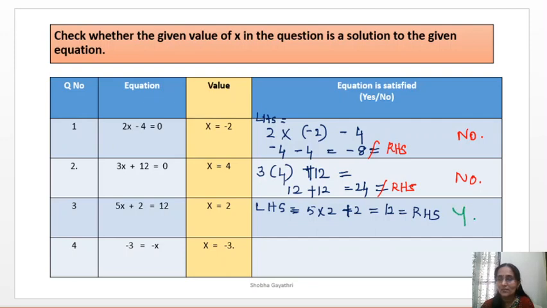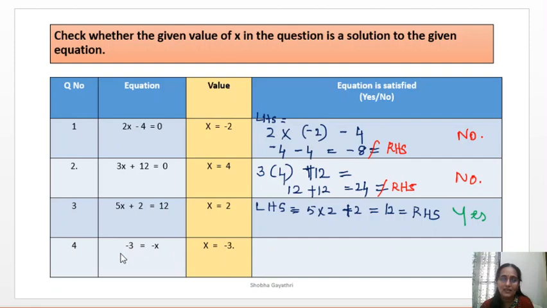Yes, x equals 2 is the solution of this equation. When you substitute the value of x, it satisfies the equation. The equation becomes true. You will get the left hand side as 12. Then we can conclude x equals 2 is the solution of the equation. Let us see the next equation.